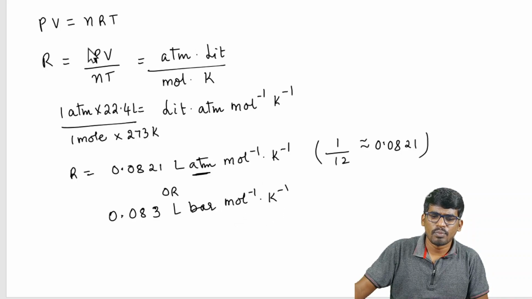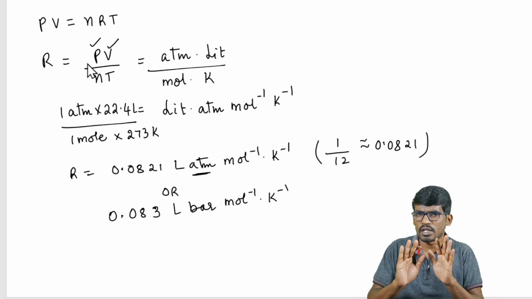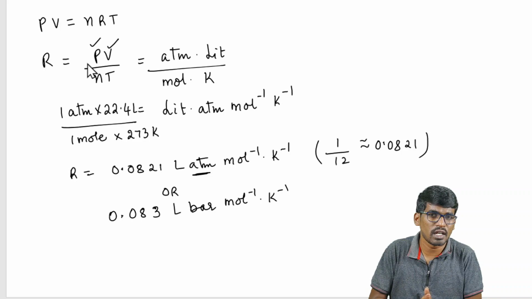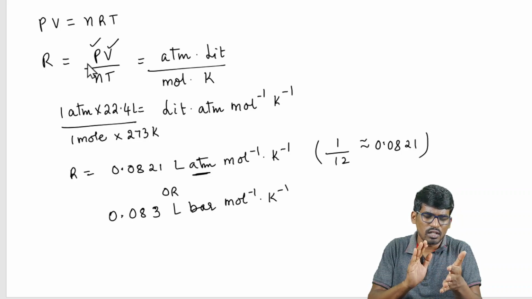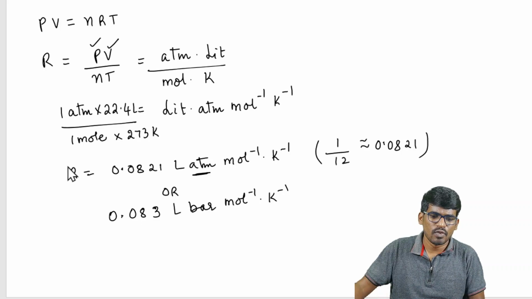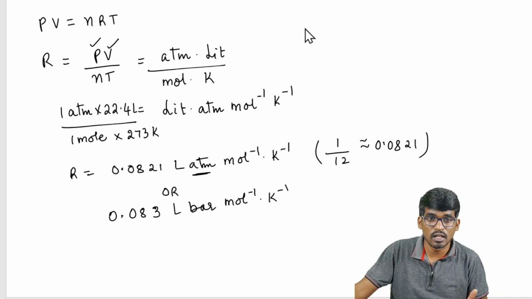In a similar way, the product of pressure into volume means we are applying the force. Pressure per unit area can be taken as force, right? So whenever you apply force, the gas displaces up to a certain volume. That's why it is force into displacement, so PV is nothing but work. It's the product of pressure and volume. Work done can be measured in joules or calories or erg.